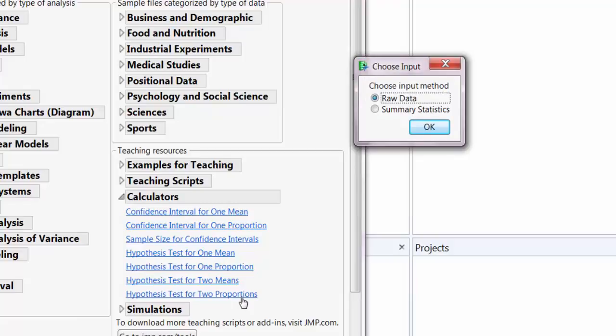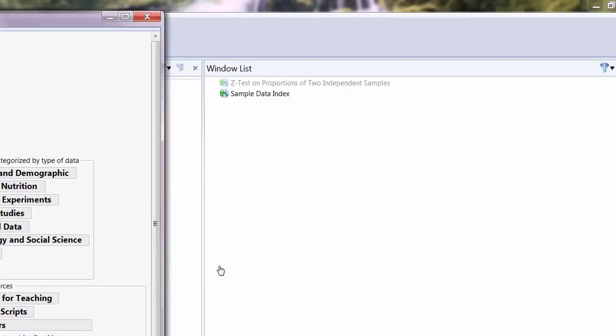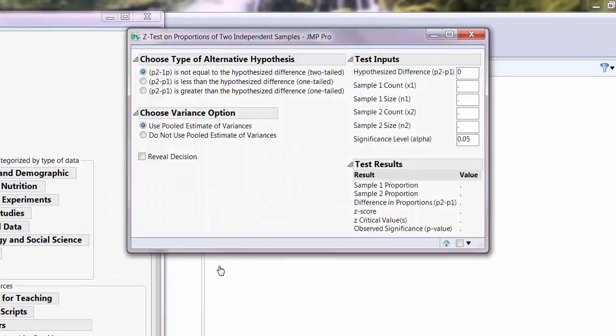So we'll click on that and again, use raw data if you have a row for every individual in the study. Otherwise, if you just have a summary of the proportion of successes in the sample size, choose Summary Statistics. So here I'll be using the data from the study about whether or not a nicotine lozenge was effective at helping smokers who wanted to quit.